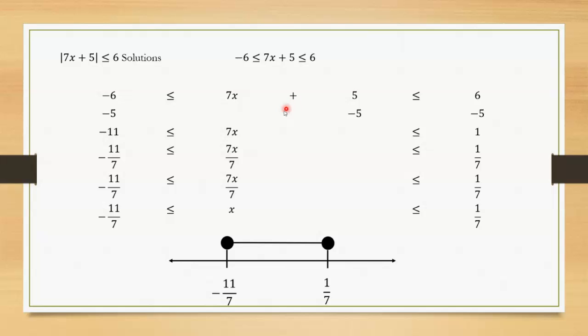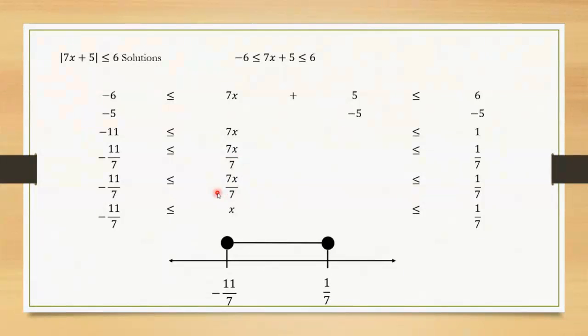So what do we do next? Well, what I did was I subtracted 5 from all sides. That doesn't change the inequality signs. So we get 7x between negative 11 and 1. Then we want to get x, so we divide everything by 7. Now 7 is positive, so because of that, we don't change the inequalities. That is, we don't turn them around.